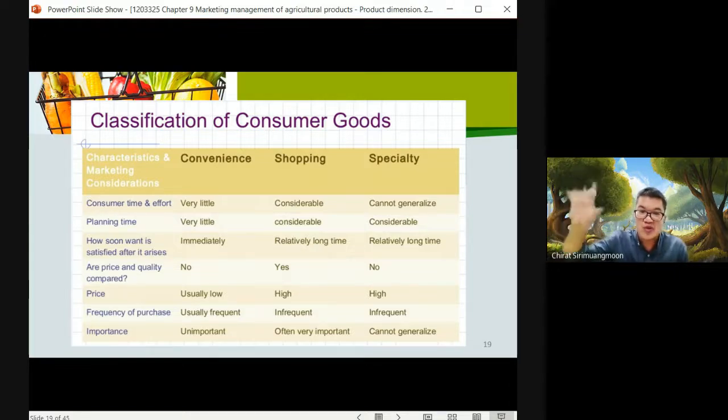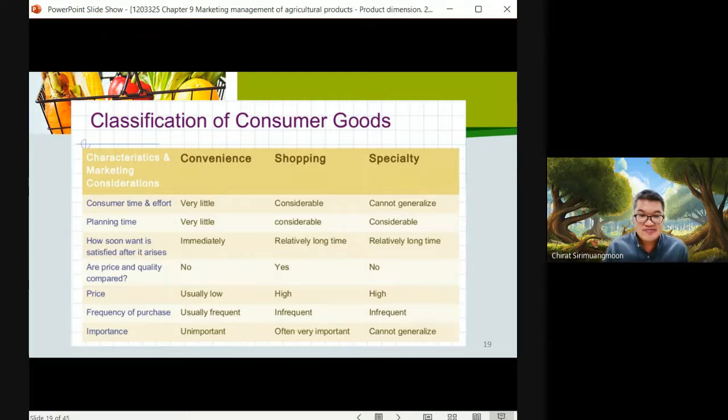So we do not compare specialty, but we do compare between convenience and shopping. Convenience is very easy. It's just a little, you don't need to pay attention. But for shopping, you need to compare, so it's considerable. Planning time: the same thing. Convenience is very little planning time because it's easy to find, easy to purchase, a fast decision. But for shopping, especially, you need to compare, so you need to concern yourself more.